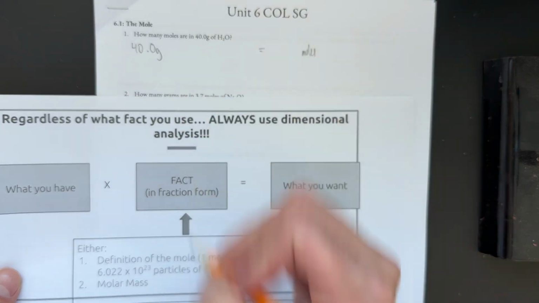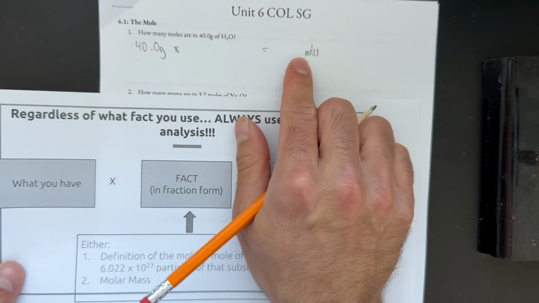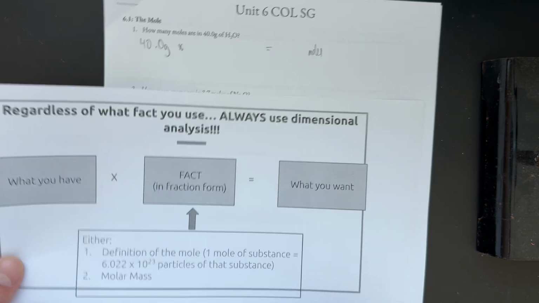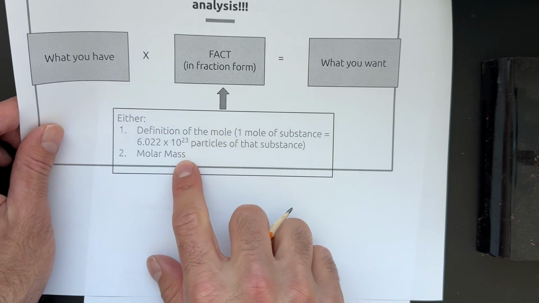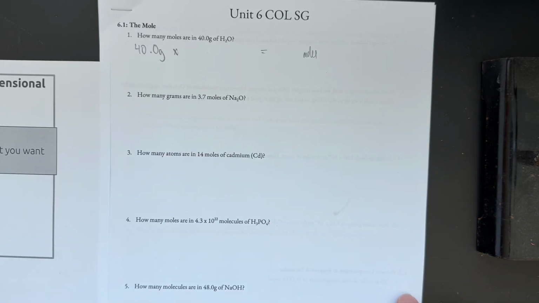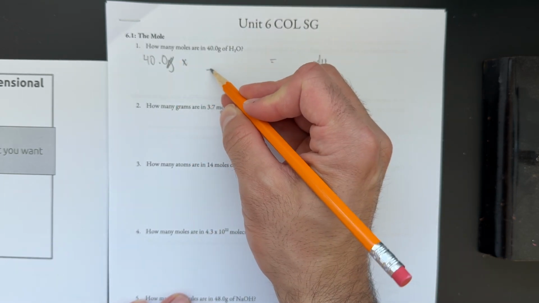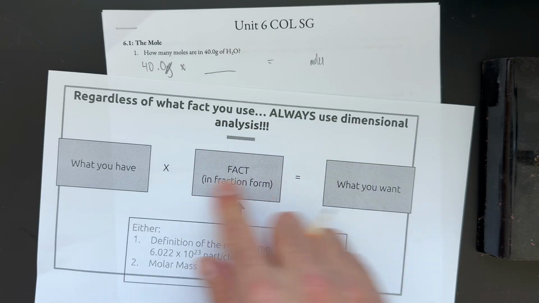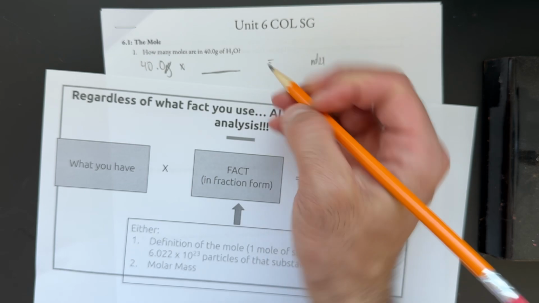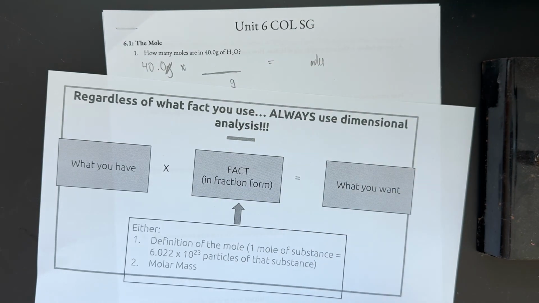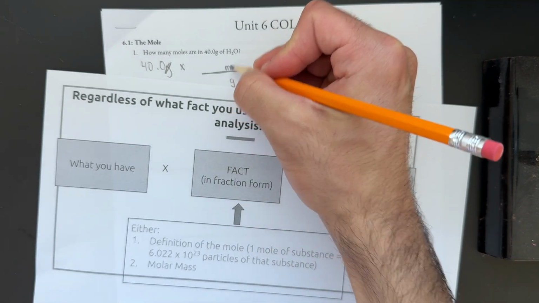Now you can see I'm leaving some space here, because we're going to have to multiply by something to get the moles. What are we going to multiply by? Well, it's either going to be this or this. The way we know is, we want to get rid of grams, and again, this fact is in fraction form, so it's going to be multiplying by some fraction with grams on bottom, and we want to get to moles, so moles is going to be on top.